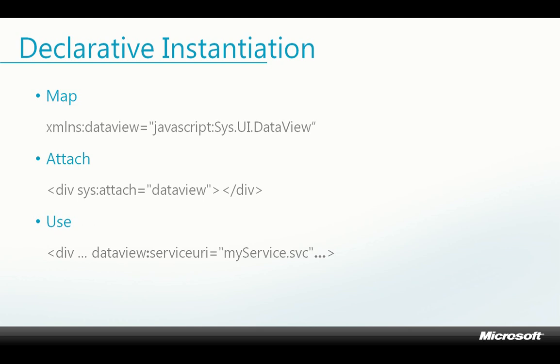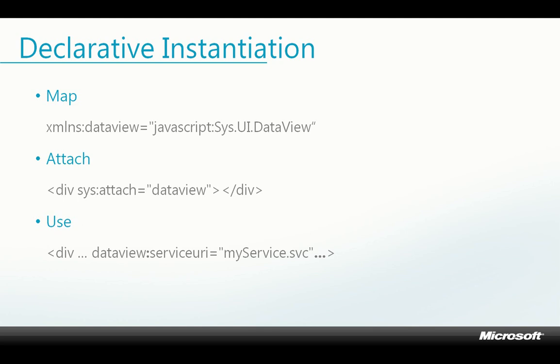To declaratively instantiate controls and behaviors, you have to first map the control or behavior to an XMLNS, an XML namespace, in your HTML document. The value for the XMLNS is the fully qualified name of the control or the behavior that you're going to target. Then attach your control or behavior to an element to represent it.